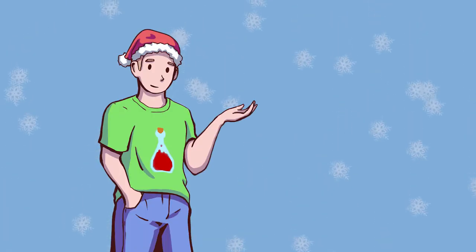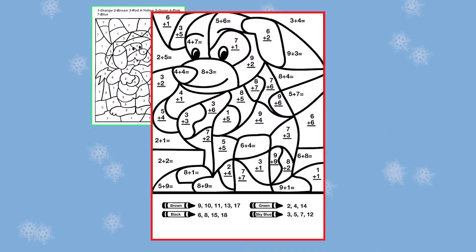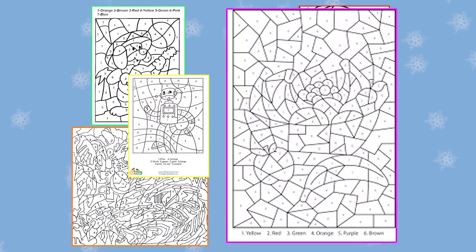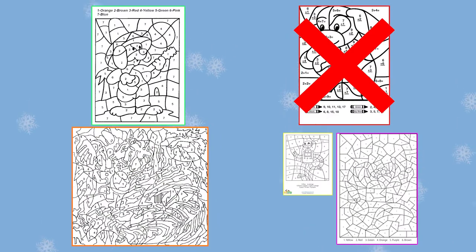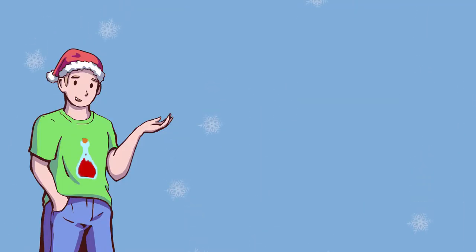Now, before I show you the program, it's important that you understand the different types of color by number out there. There's the good ones, the math ones, the complex ones, and the ones that are either tiny or garbage in quality. I wasn't about to teach my program math, so we went with the good ones. Now on to the program.